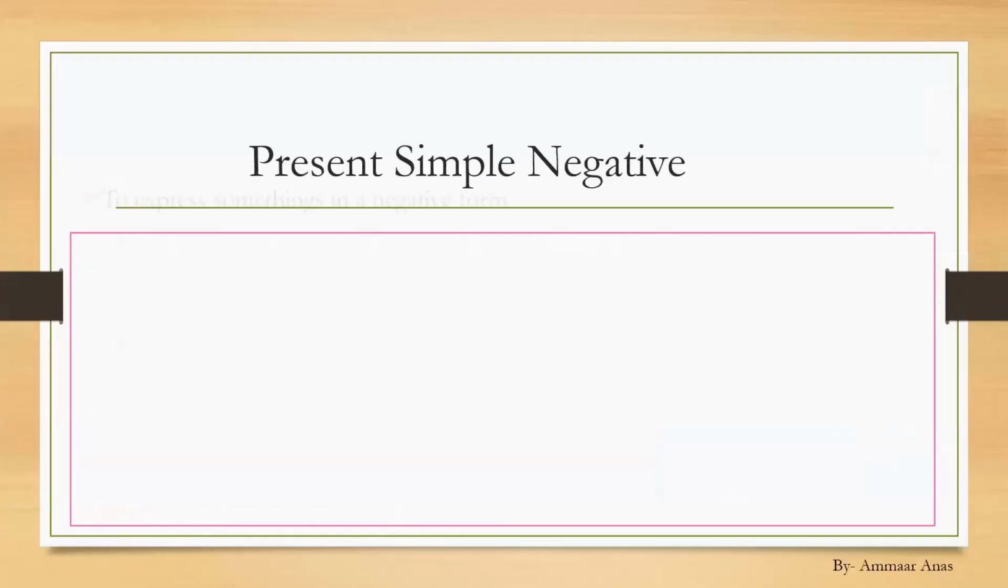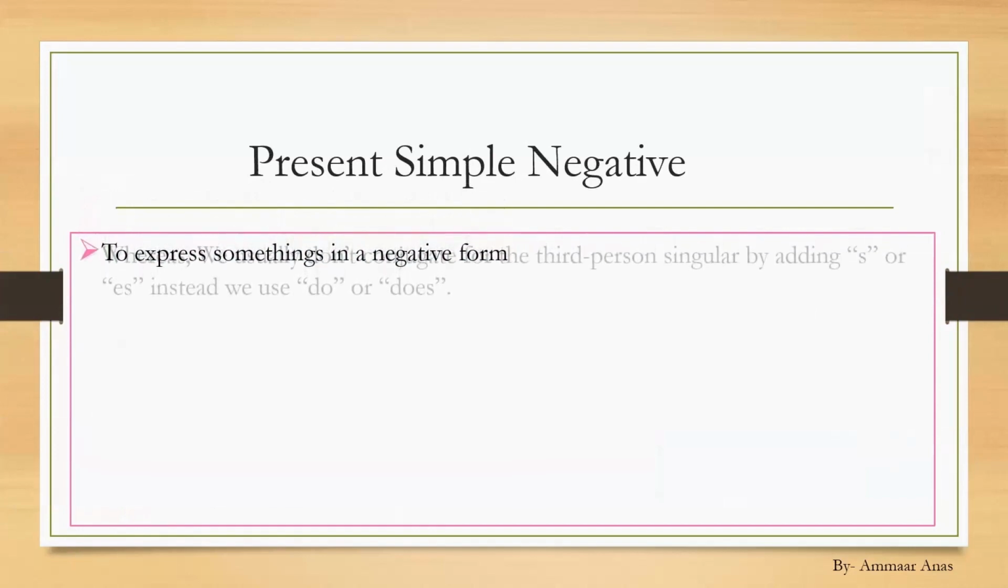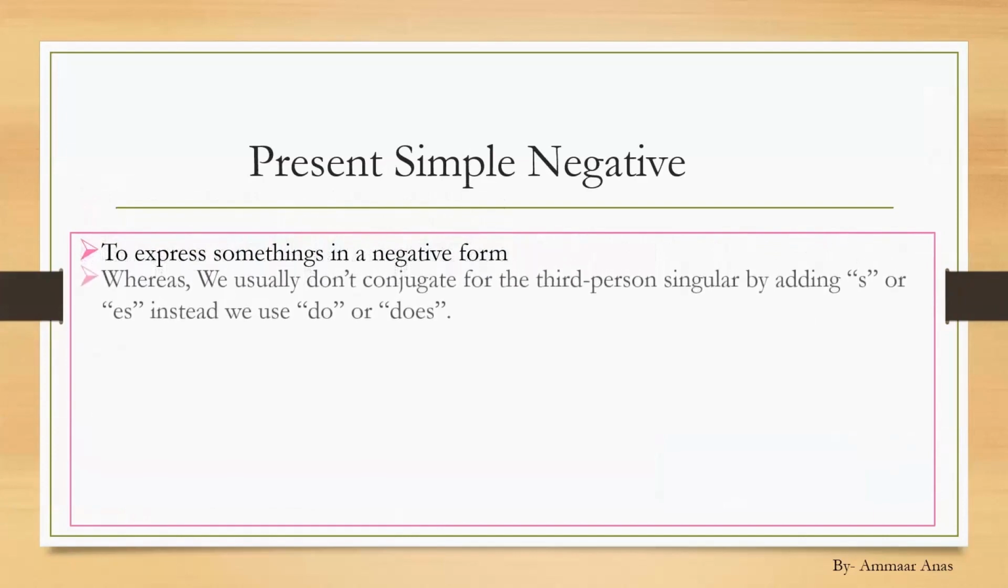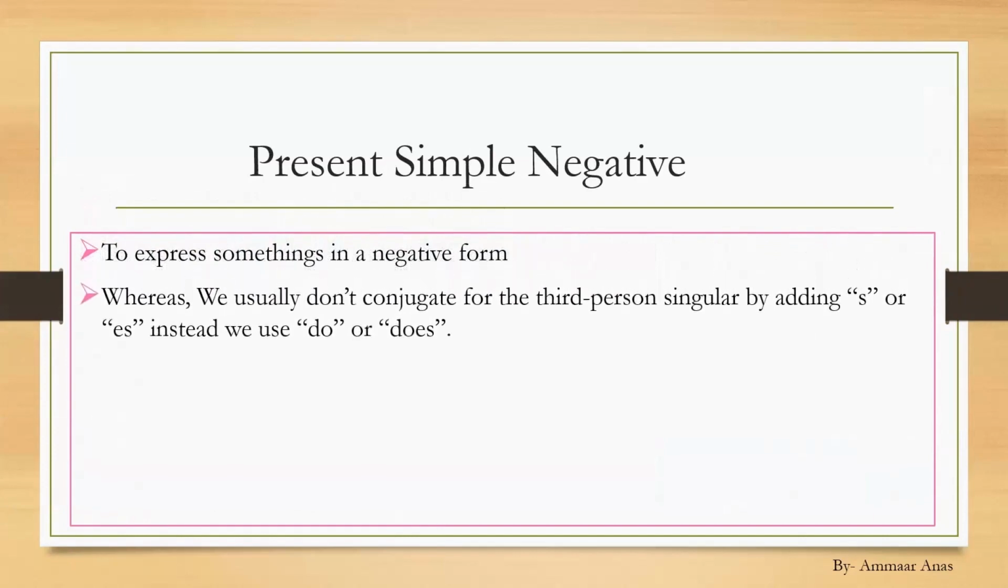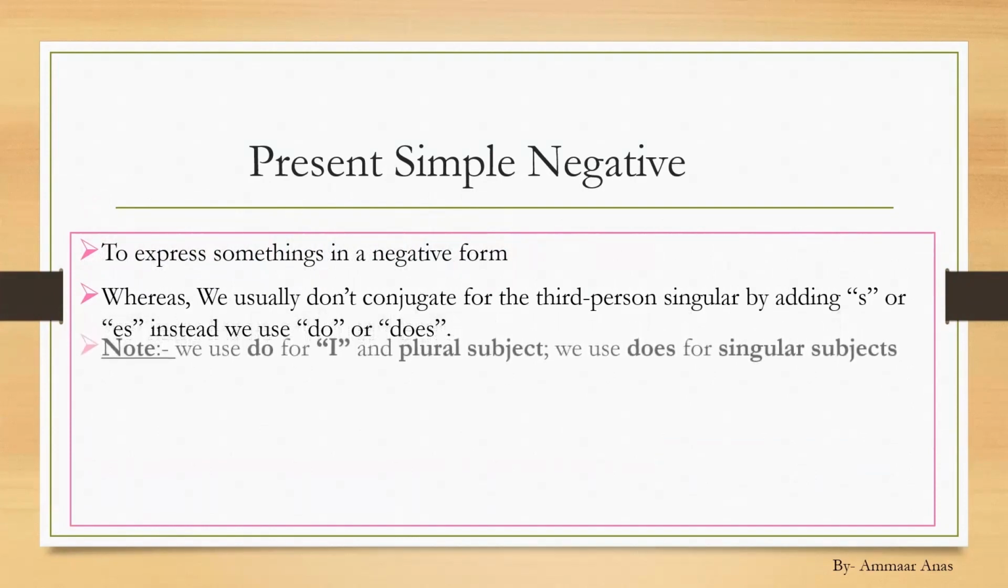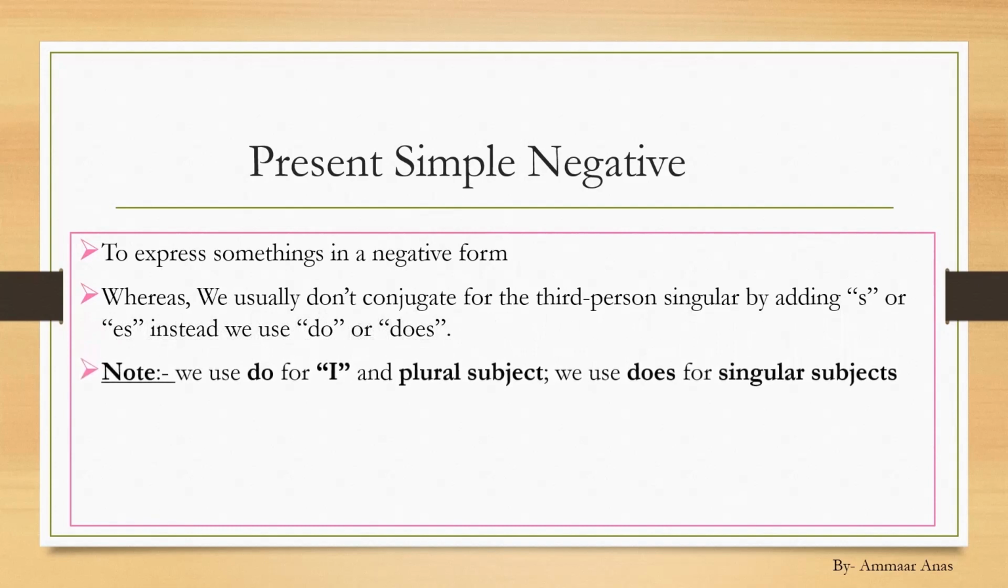Today we are looking into the present simple negative. First of all, a present simple negative expresses something in a negative form. Saying a sentence or a feeling or talking to someone in a negative way is called present simple negative. We usually don't conjugate for third person singular by adding s or es. Instead, we use do or does. So for present simple negative, we use do or does, but for present simple positive, we use s or es in the case of third person singular.